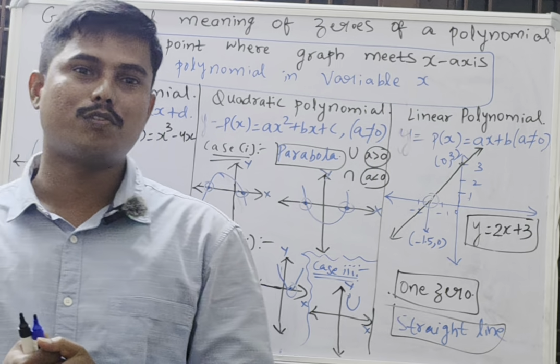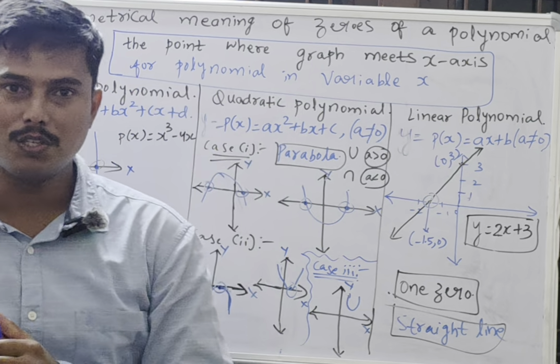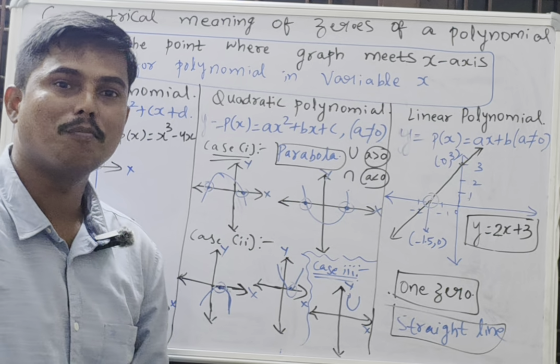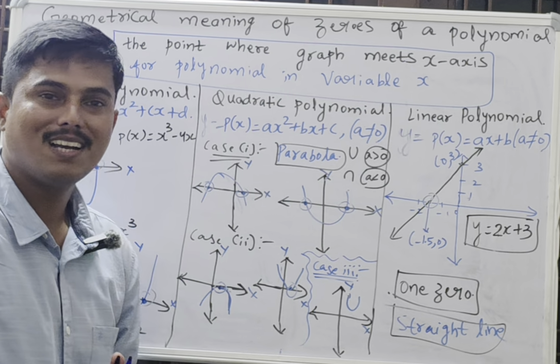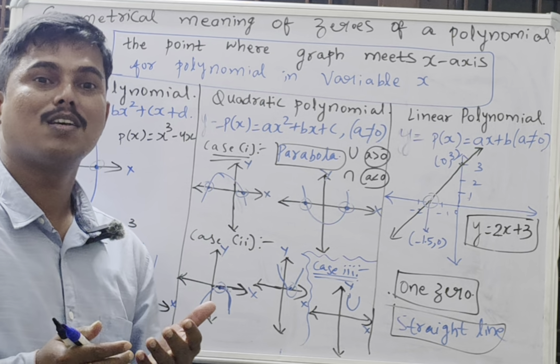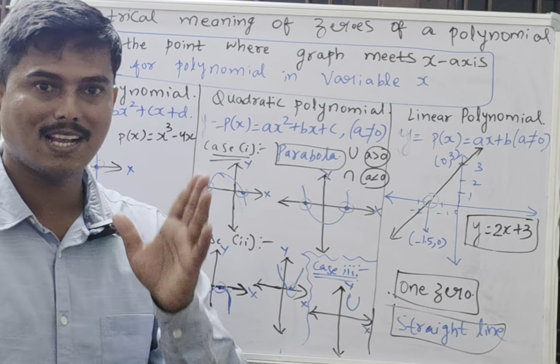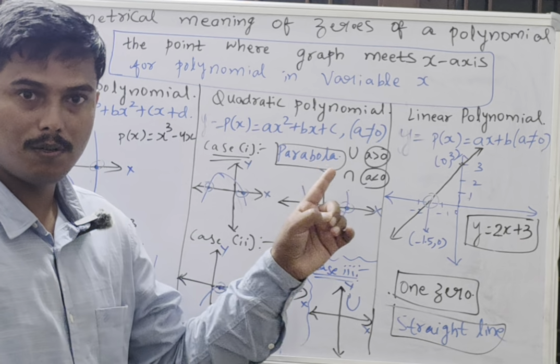What is the geometrical meaning of zeros of a polynomial? It is the point where the graph meets the x-axis. The point where the graph meets the x-axis for a polynomial in variable x. Only where it is meeting the x-axis for a polynomial in variable x.